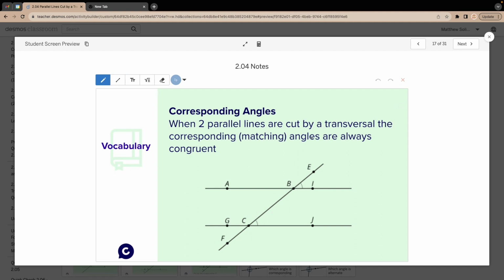Corresponding angles are angles that are matching or in the same spot. So for example, there's four angles here. 1, 2, 3, 4. Angle 1 is like the top right-hand corner. It's acute, it's kind of small. So if I came down here and looked, top right-hand corner would be right here. So the corresponding angles are in the same spot. And when two parallel lines are cut by a transversal, those matching angles are always equal. Maybe it's like 40 degrees. So this one would also be 40 degrees.